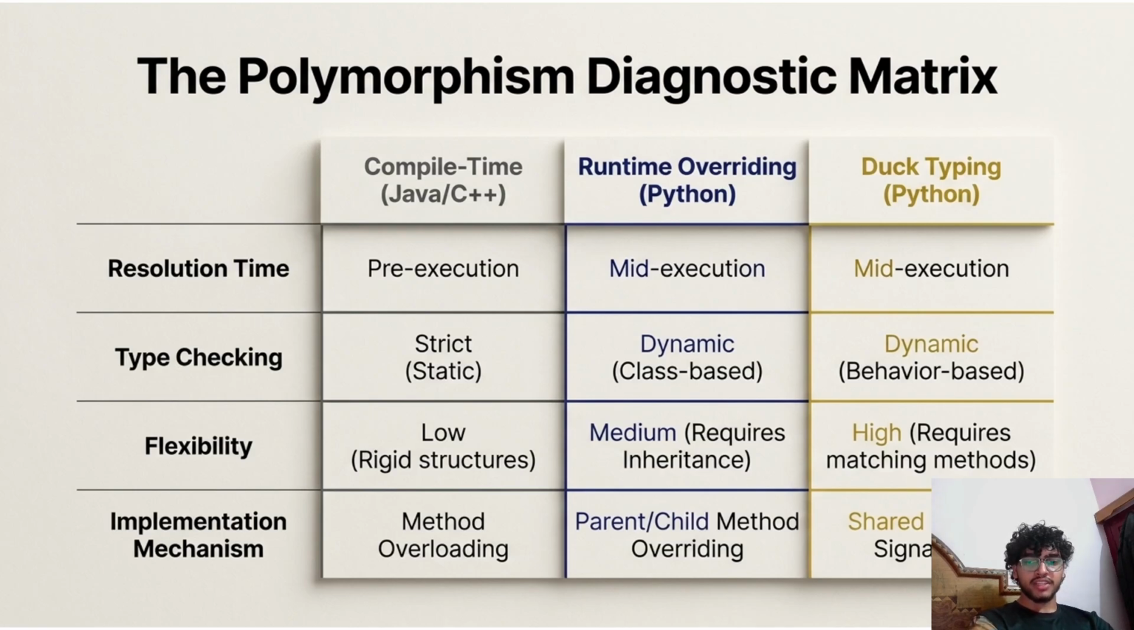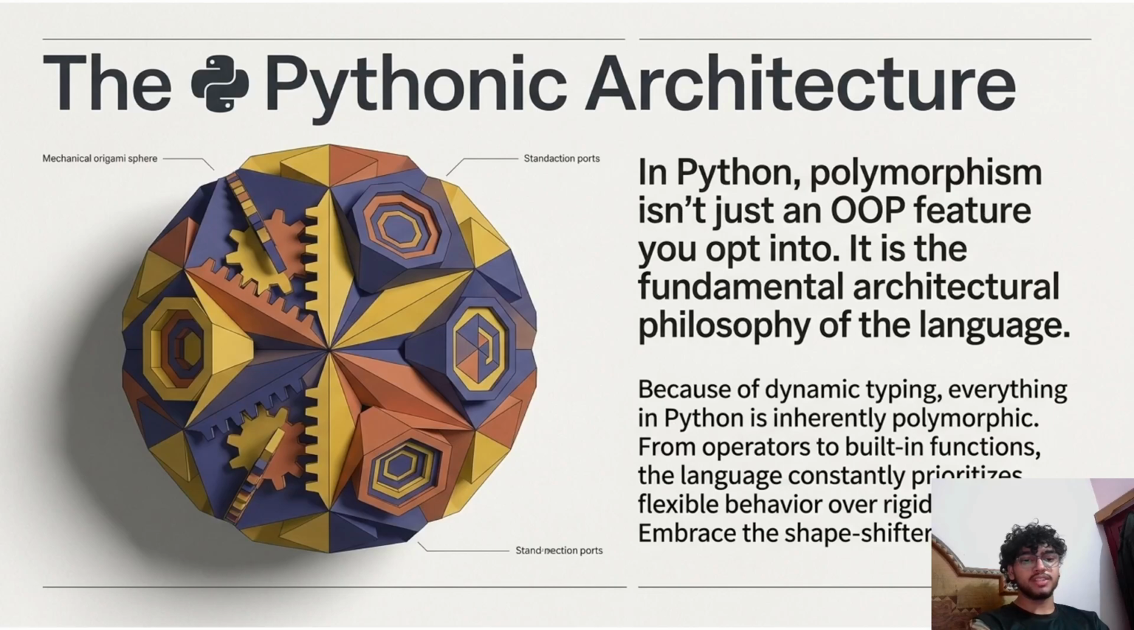Now, implementation mechanism: method overloading, and as I already told, method overloading is not present in Python, so it's method overriding, and in duck typing, it's shared method signature. So the Pythonic architecture: in Python, polymorphism isn't just an OOP feature you opt into. It is the fundamental architectural philosophy of the language. Because of the dynamic typing, everything in Python is inherently polymorphic. From operators to built-in functions, the language constantly prioritizes flexible behavior over rigid identity. Embrace the shapeshifter.